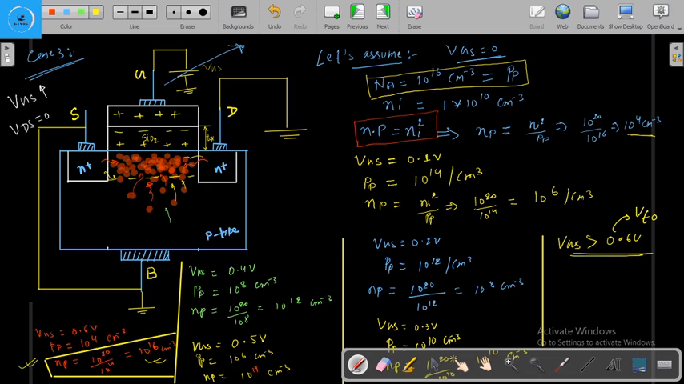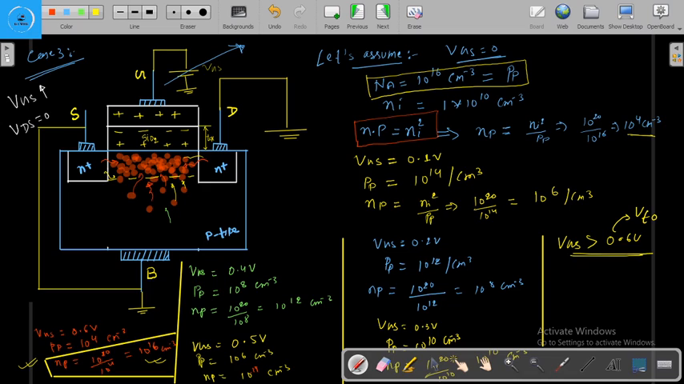So what will be the threshold voltage? See here, the threshold voltage is the voltage at which the channel is created. Once again, the threshold voltage is the voltage at which the channel is created between the source and the drain, and this voltage is denoted with VT naught.